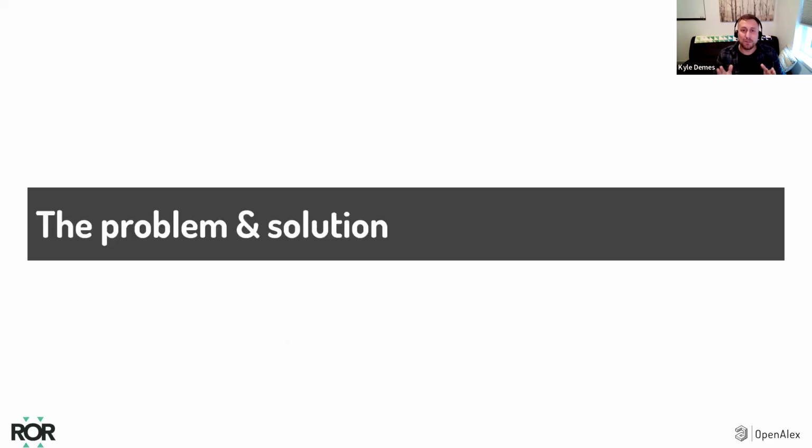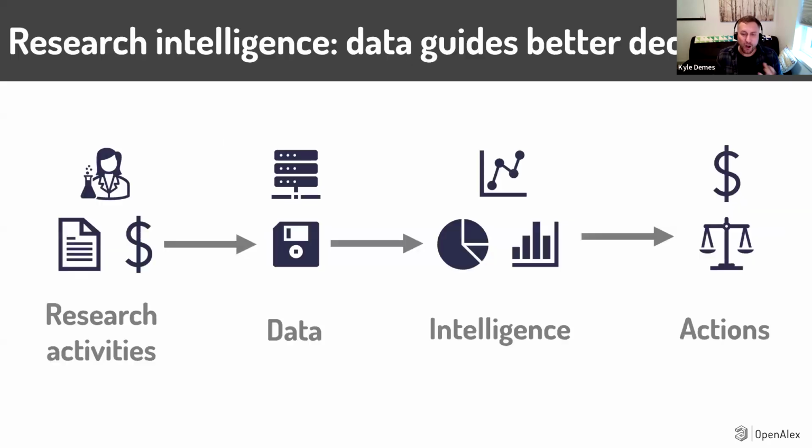Okay, so the problem and the solution. I always like to start talking about the problem because I think it really helps frame everything that Amanda and I are both doing with our organizations. And the frame I like to use is one of research intelligence. And the idea here is that if we collect data on research activities, we can get some insights or intelligence from that to help make better decisions.